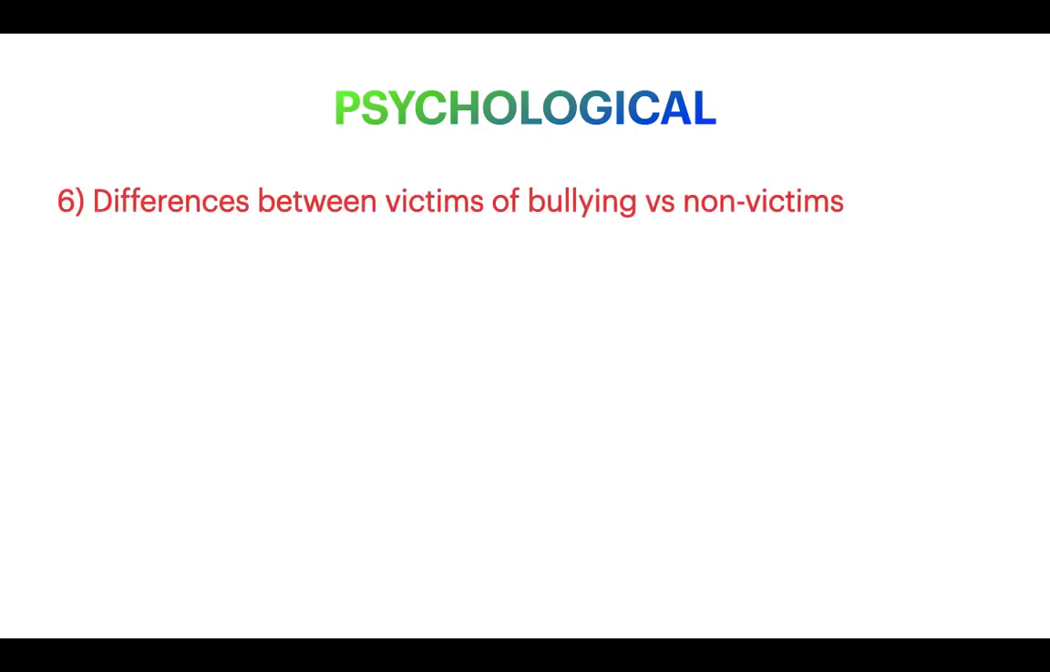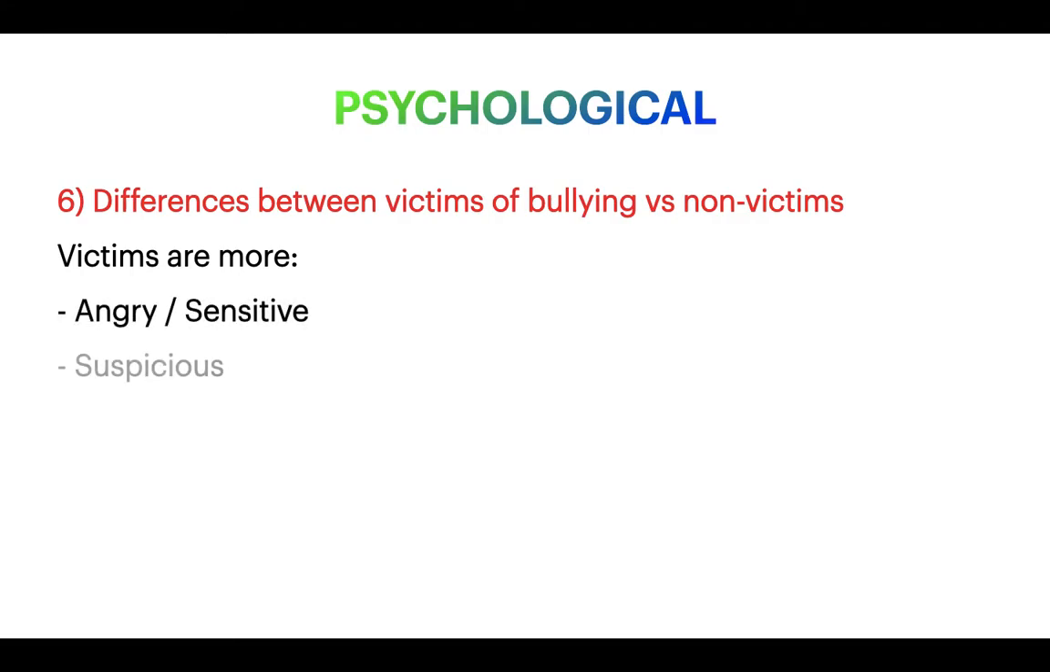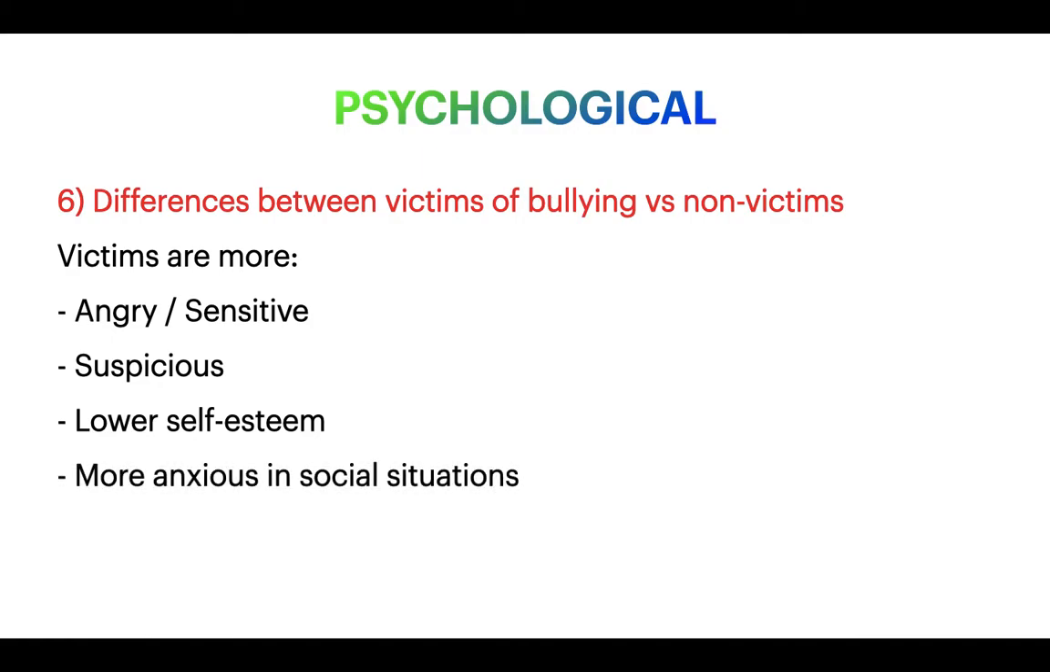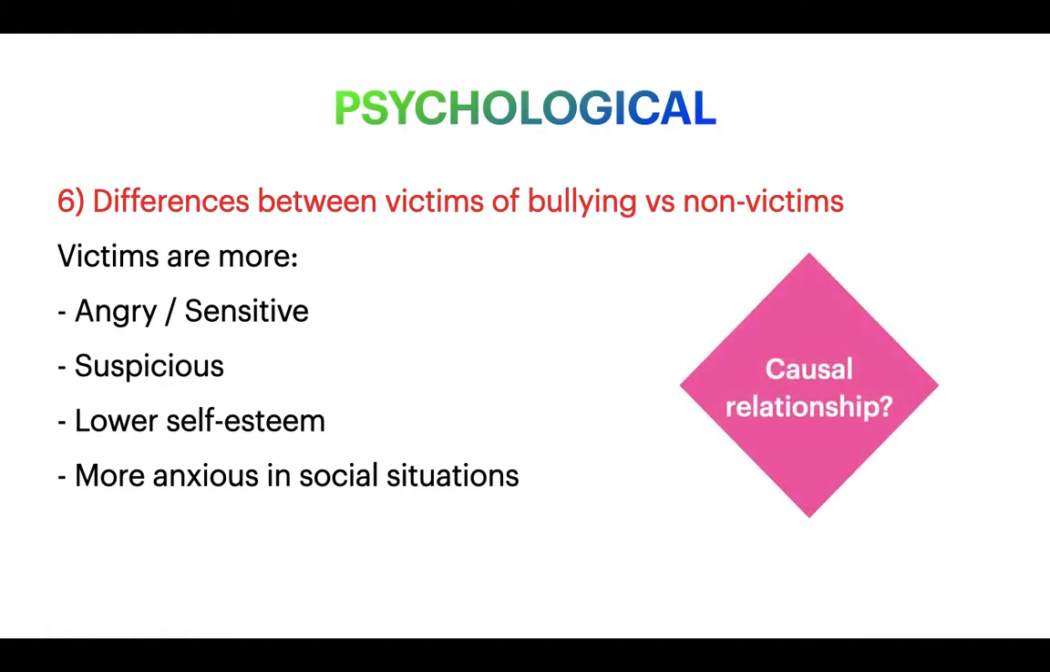Okay. Now, let's look at differences between victims of bullying versus non-victims. Victims are more prone to being angry and sensitive after getting bullied. They are more prone to being very suspicious. They don't trust other people because they're bullied. They also have a very low sense of self-esteem, right? Because people bully them, call them stupid, so they don't feel good about themselves. And oftentimes also very anxious in social situations. Why? Because they've been bullied before, so they feel a lot more anxiety, right?